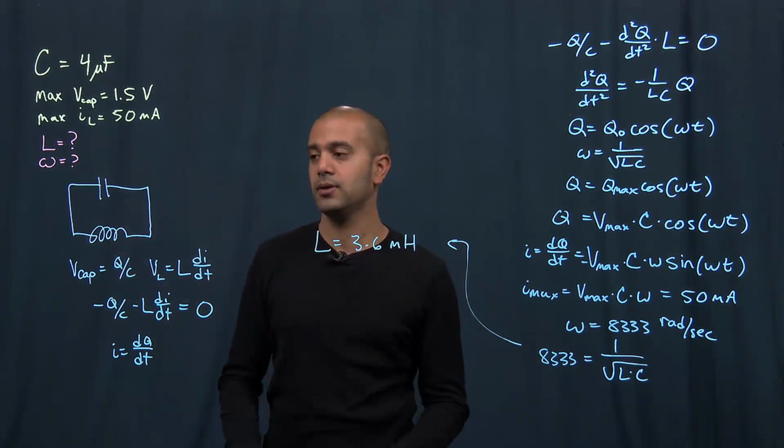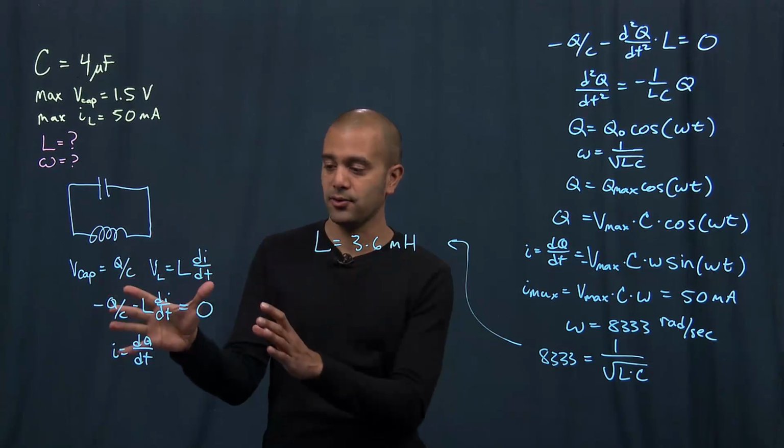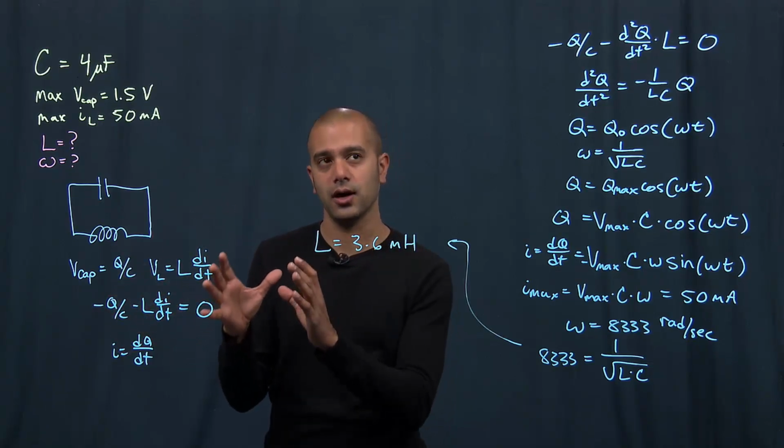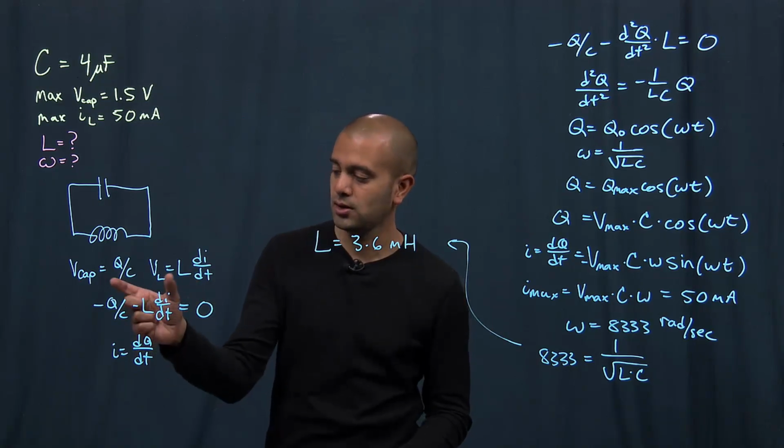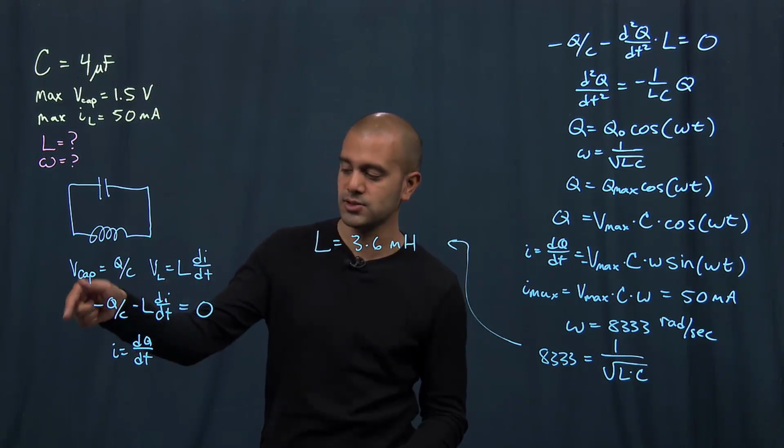And that will be essentially taking this a step further from an LC circuit to an LRC circuit, which basically means you take this equation, you add one more term for the resistor, and then solve it again.